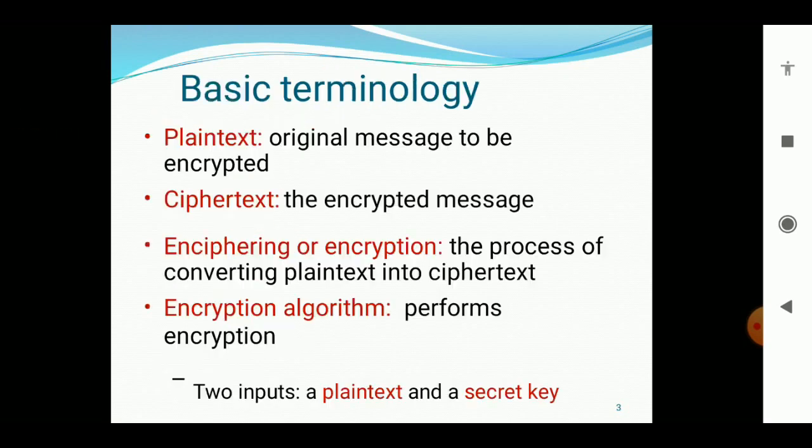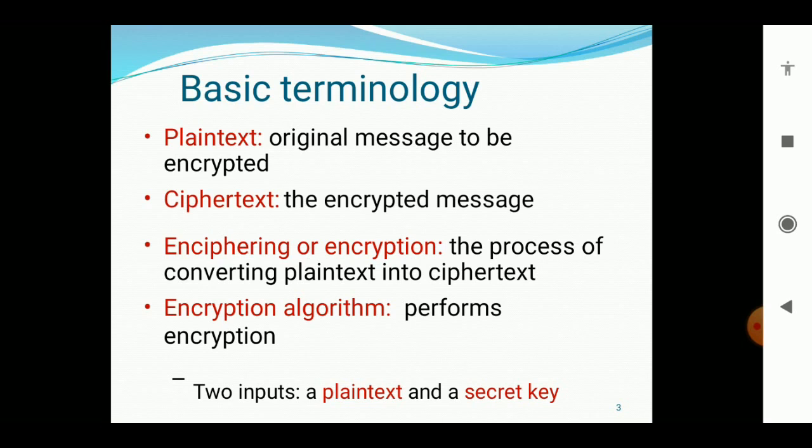Before going to the symmetric cipher model, we look back at the basic terminology. Plain text is the original message to be encrypted, and ciphertext is the encrypted message. Enciphering or encryption is the process of converting plain text into ciphertext. The encryption algorithm performs that encryption, and contains the methodology for converting plain text into ciphertext.